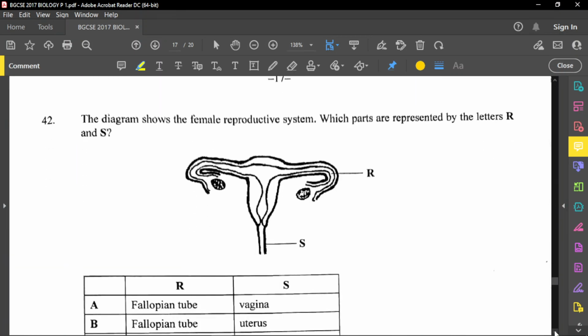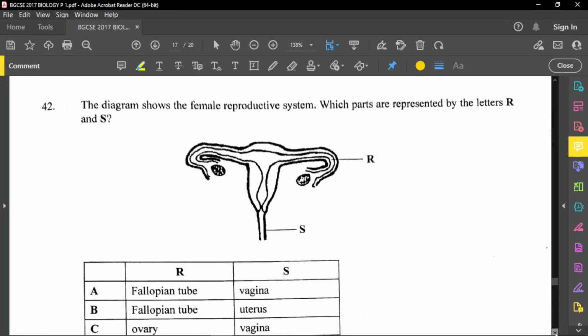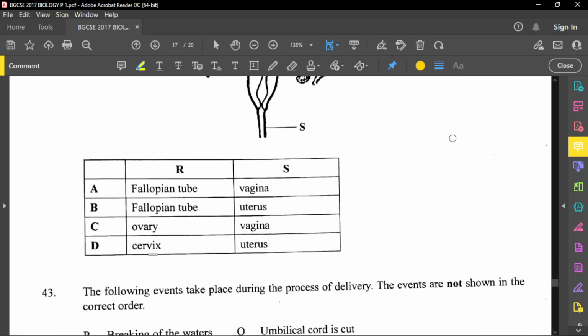42, and we are very close to the end. Now, the diagram shows the female reproductive system. Which parts are represented by the letters R and S? R, everybody knows that by now, is a fallopian tube, and S is the vagina. So R is fallopian tube, S is vagina. So A is the answer.